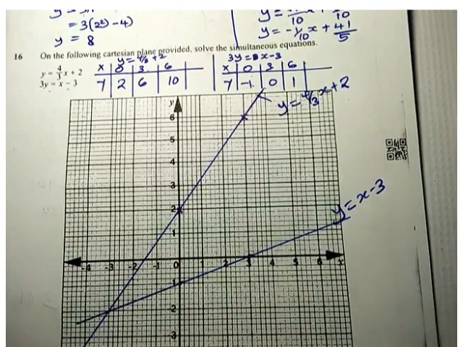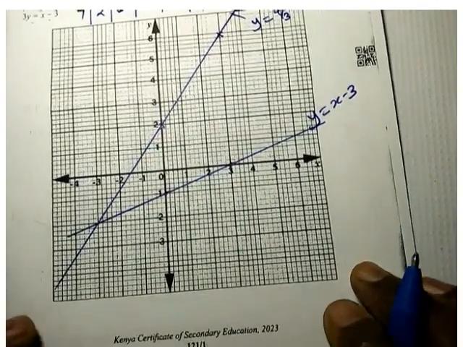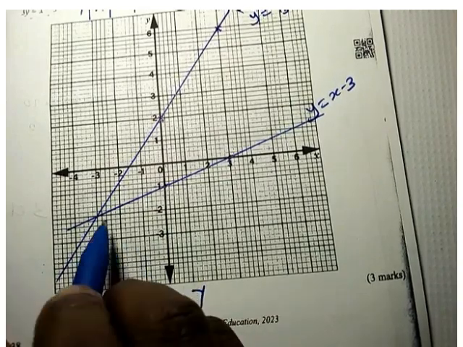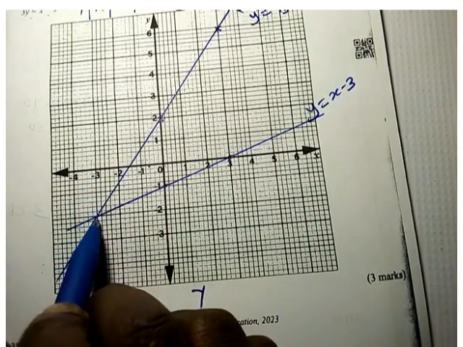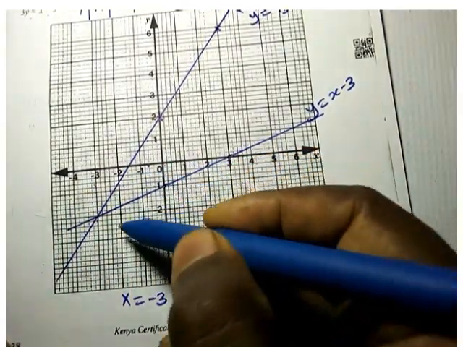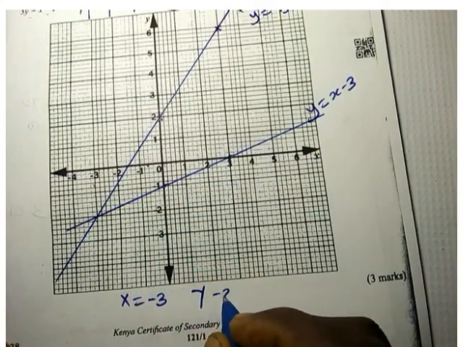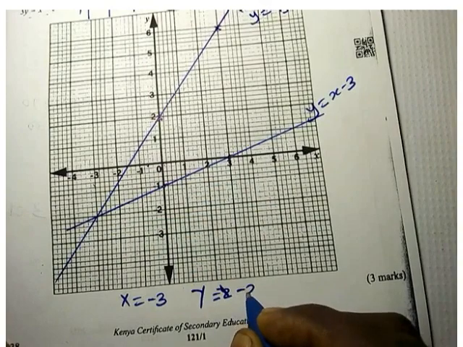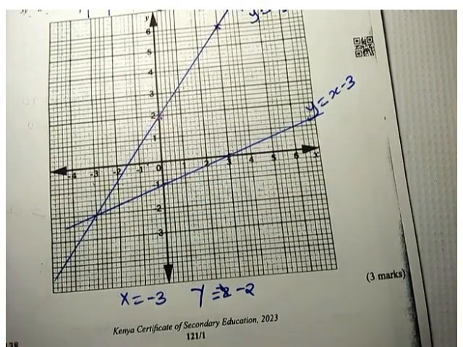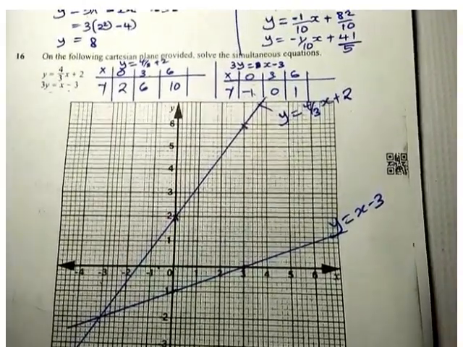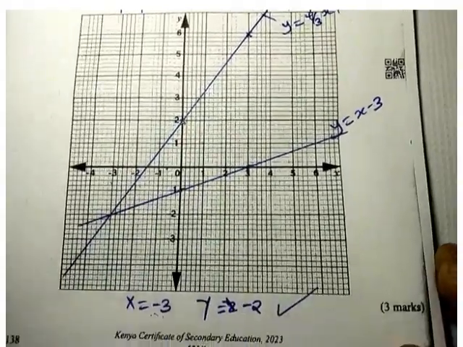So where the two lines meet, those are the solutions for the value of x and y. So where are they meeting? They are meeting where x is negative 3, and where y is negative 2. So the answer is x is negative 3, y is negative 2, and that is what the student is expected to do.